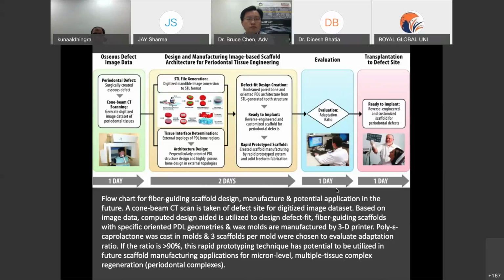to make a digitized image dataset. Based on these images, CAD, or computer aided design, is utilized to design the defect fit. Fiber guarded scaffolds with specific oriented periodontal ligament fiber geometry, as well as the wax mold, are manufactured by the 3D printer, and poly epsilon caprolactone was cast in the mold, and 3 scaffolds per mold were chosen to evaluate the adaptation ratio.